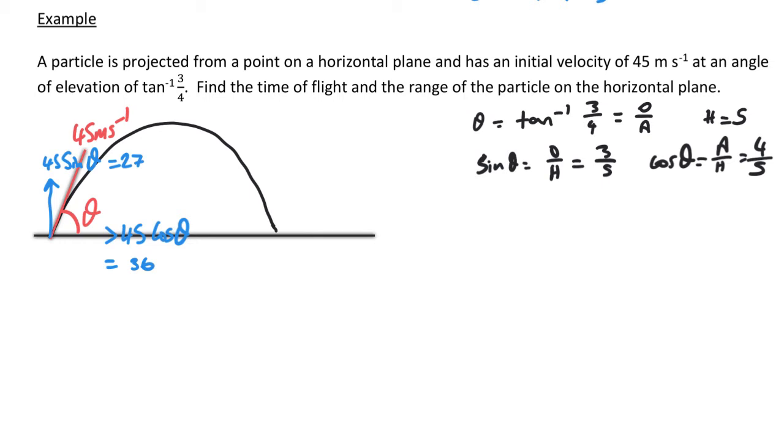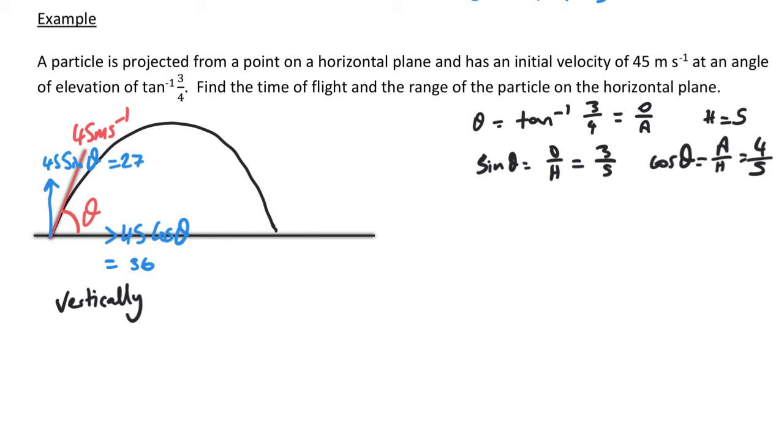So what we need to do there is look at the particle vertically and find the time taken for it to reach the maximum height. And the time taken to get up is going to be the time taken to get down again. So if we work the time up, we can double our answer to get there.